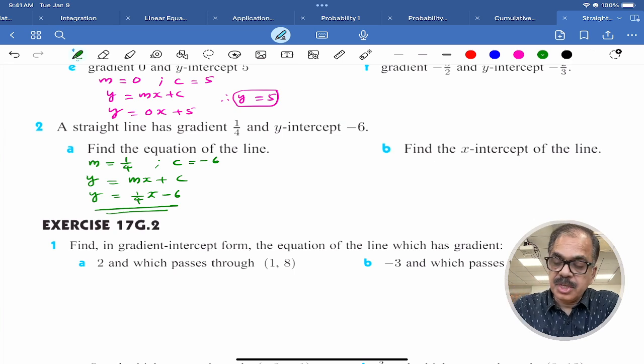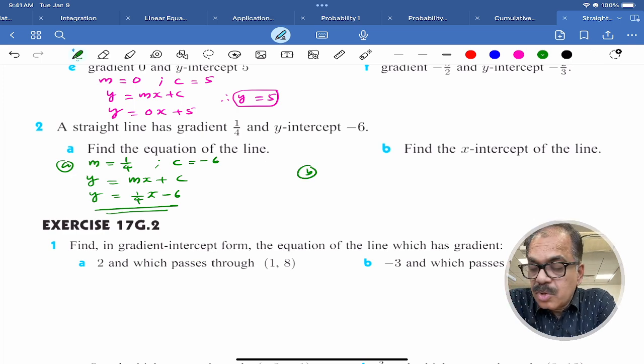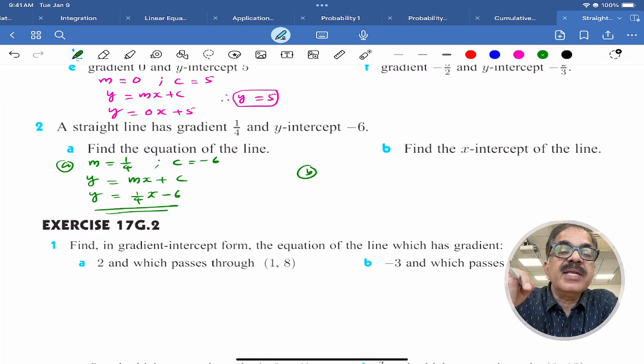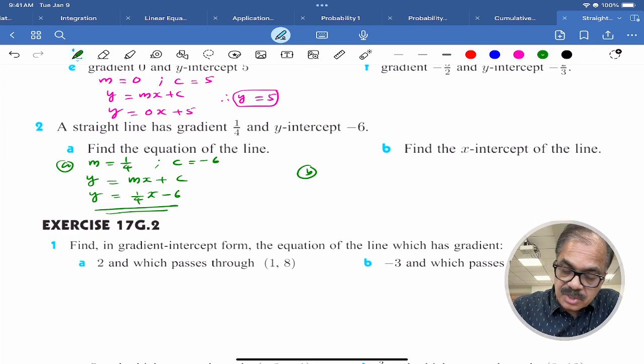Now there is a sub question to it, the B part of it. So this was A part and now the B part. It says find the x-intercept of the line. Now that's something which you need to remember. To find the x-intercept, you make y is equal to 0. And to find the y-intercept, you make x is equal to 0. So here the question is to find the x-intercept. So we are going to make y is equal to 0.